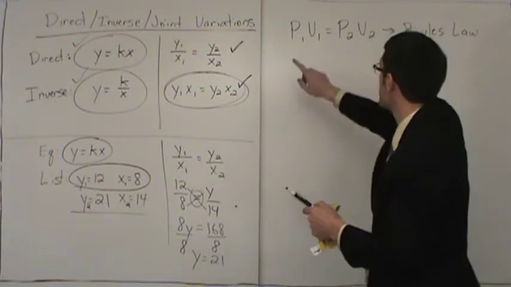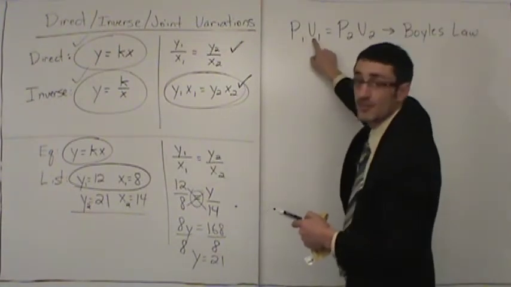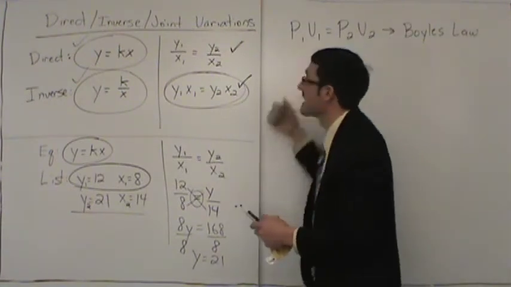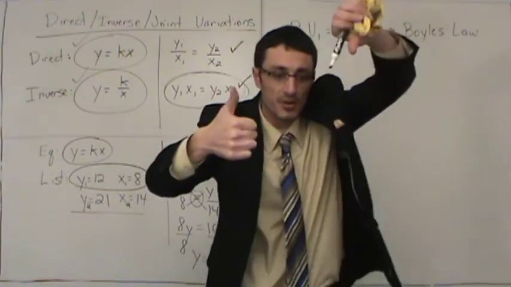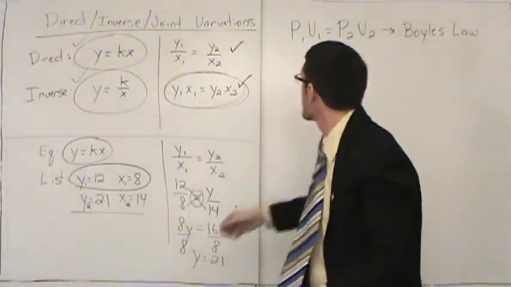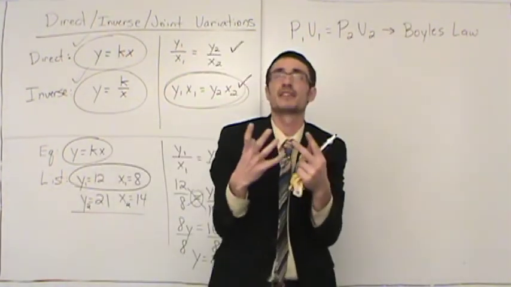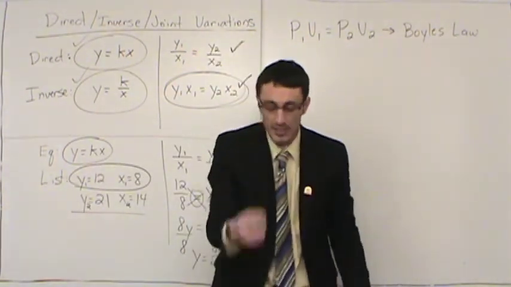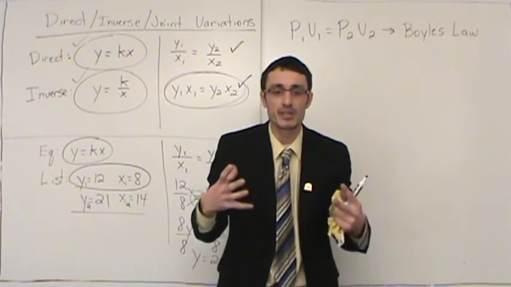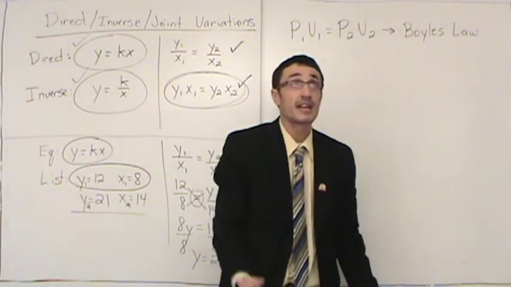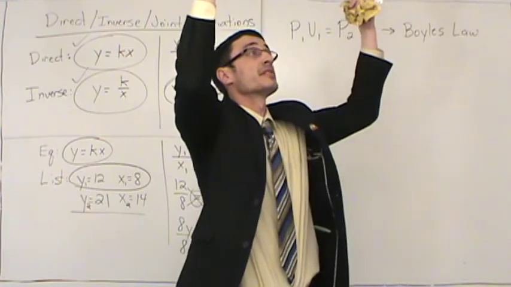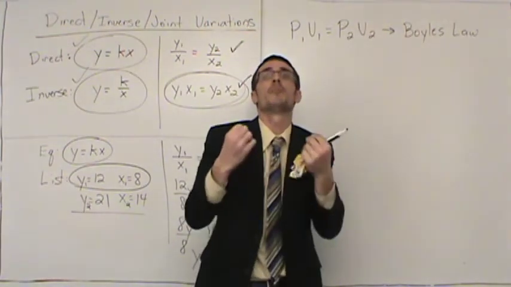Now again, P stands for pressure, V stands for volume. So what is this saying? As the pressure goes up, the volume goes down, or vice versa. As the volume goes up, the pressure goes down. I would explain it like this. Take a helium balloon, and you let it go. It starts floating up into the atmosphere. Eventually, the balloon will pop.